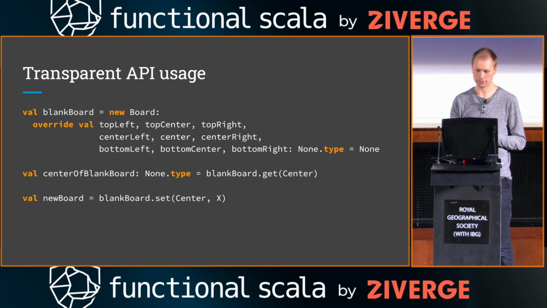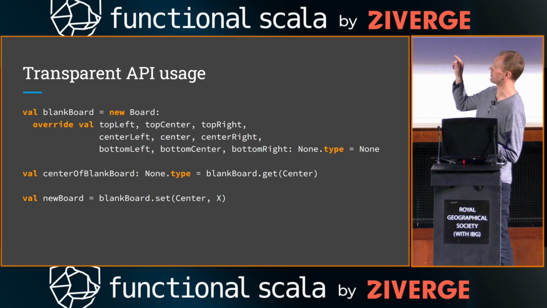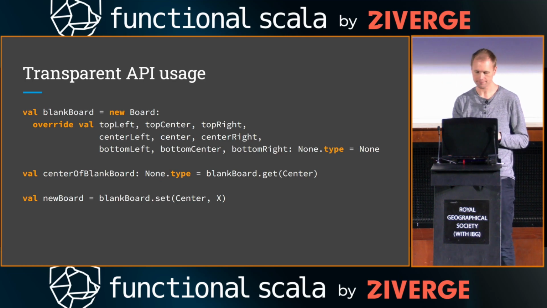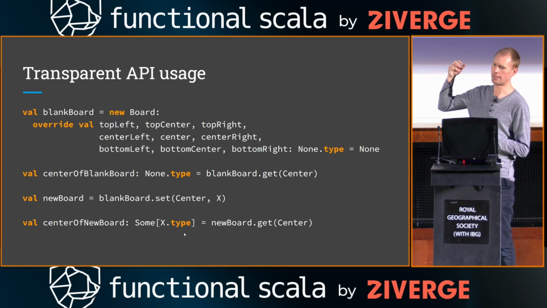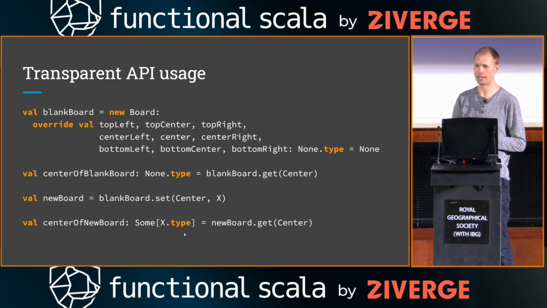And similarly, when you set the center to X on this board, if we get the center of that new board, we don't just know it's an option mark, but we know it's a sum of X. So we know the exact type of the board. So we're being transparent in what these methods are doing to the board, how they're affecting it.